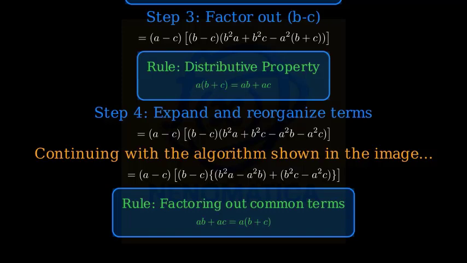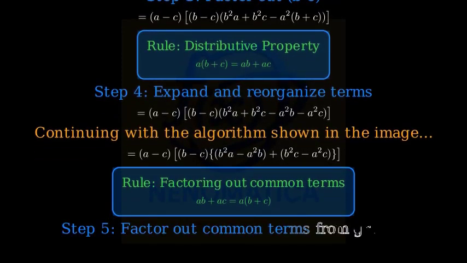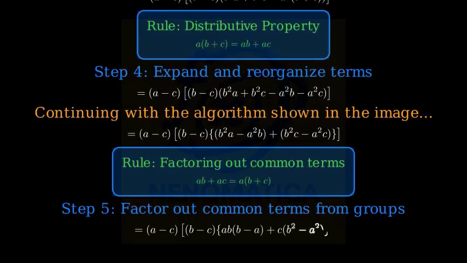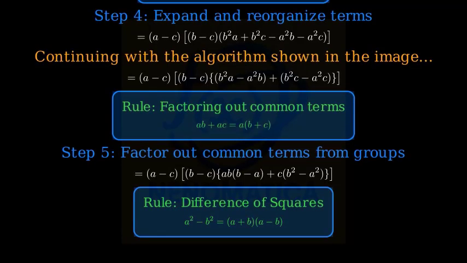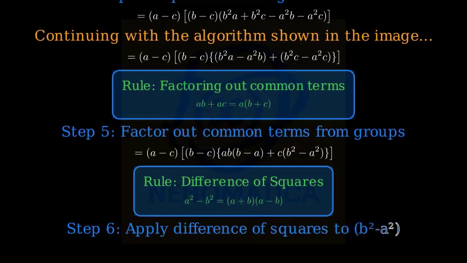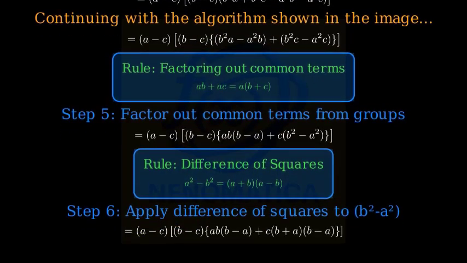From the first group, we can factor out b times a to get ab times (b minus a). From the second group, we can factor out c to get c times (b squared minus a squared). Once again, we can apply the difference of squares identity to the term b squared minus a squared. This gives us (a minus c)(b minus c) times the expression {ab times (b minus a) plus c times (b plus a)(b minus a)}.